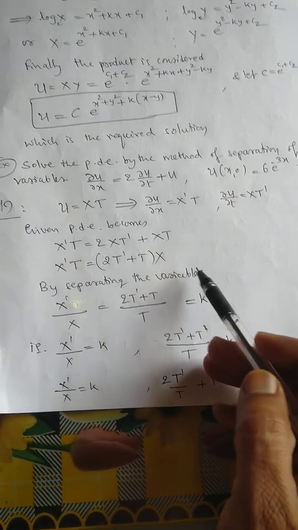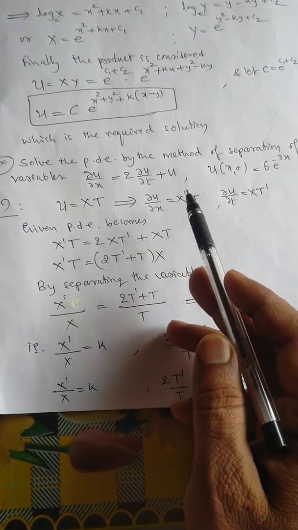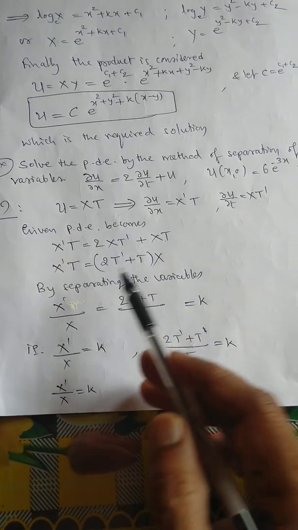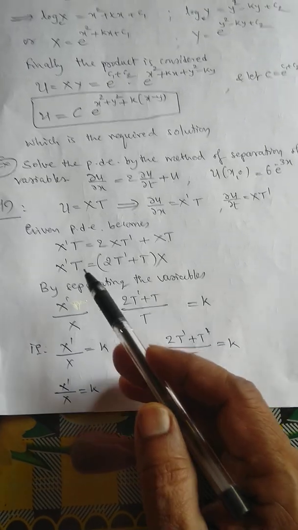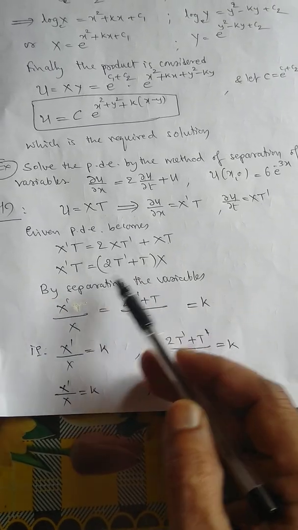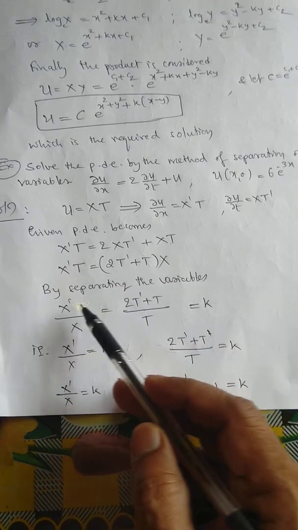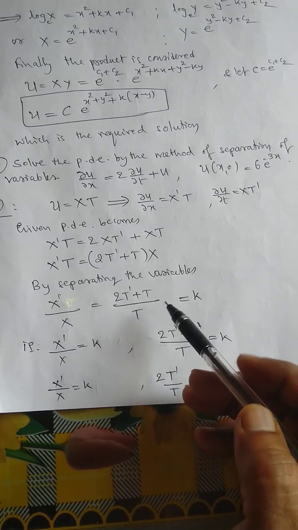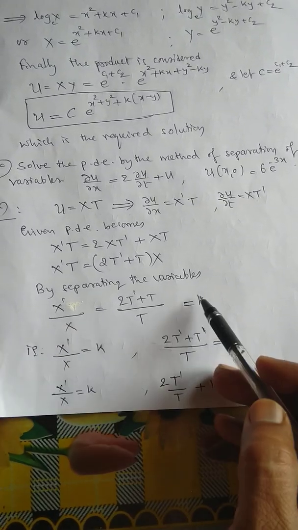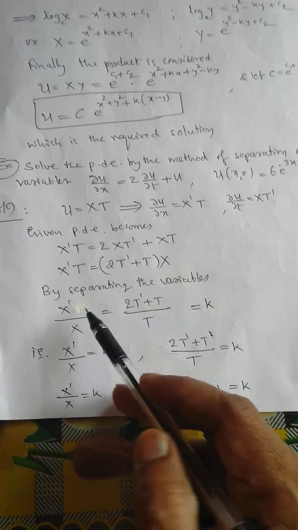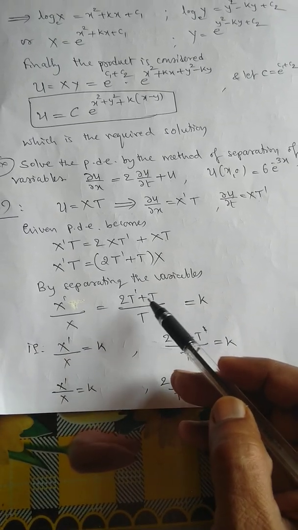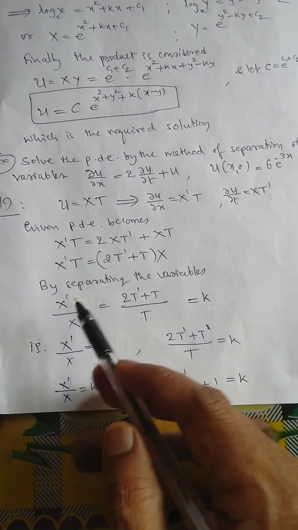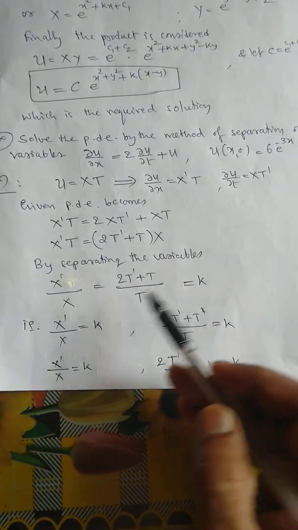Next, since we are solving the partial differential equation by the method of separation of variables, we separate the variables. At this stage we are able to separate them. So x dash divided by x is equal to 2 t dash plus t whole divided by t, which is equal to some constant. The two ratios, x dash by x and 2 t dash plus t whole divided by t, are equal to some constant. Therefore, x dash by x is equal to k.